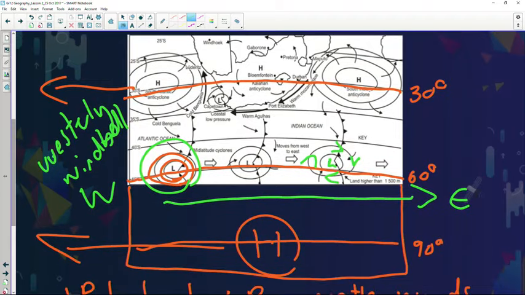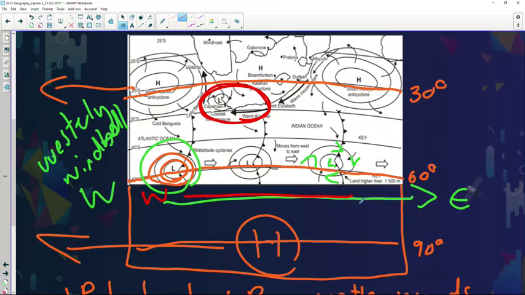If we go back to our synoptic chart, it's this region over here. Now, the Western Cape experiences a Mediterranean climate. Now, what does Mediterranean climate mean? It means they receive their rainfall during the winter.